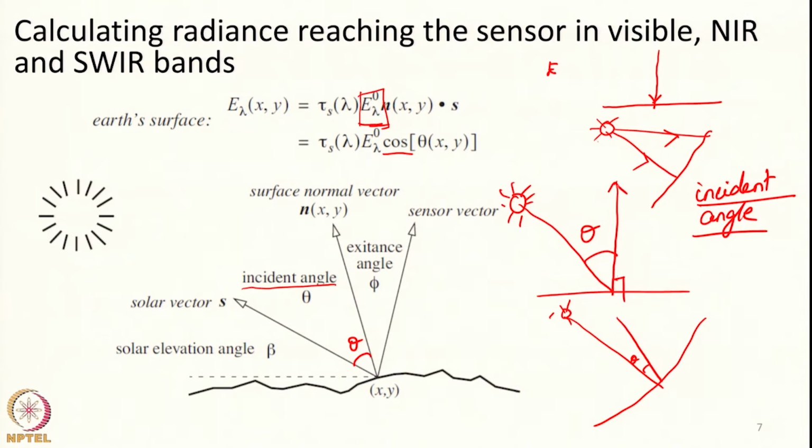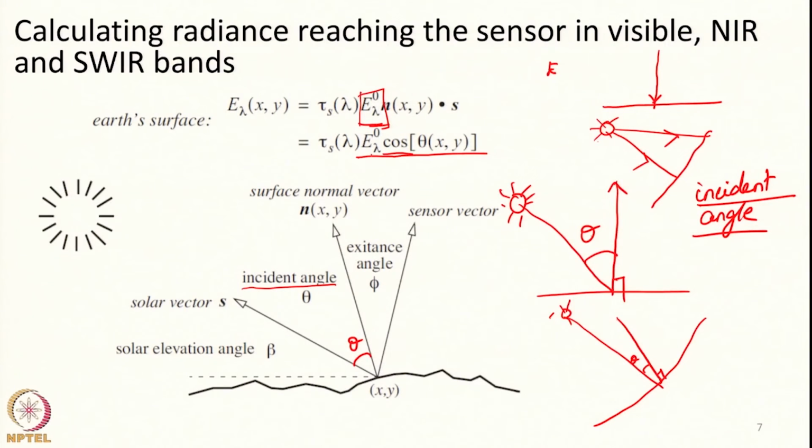For a horizontal surface, the incident angle is just the solar zenith angle. For a sloping surface, you have to draw a surface normal at the point and then calculate it. Normally we will calculate it by different means. I will explain it later when we talk about topographic correction. I will tell briefly about this.